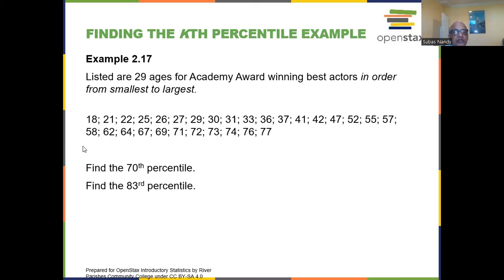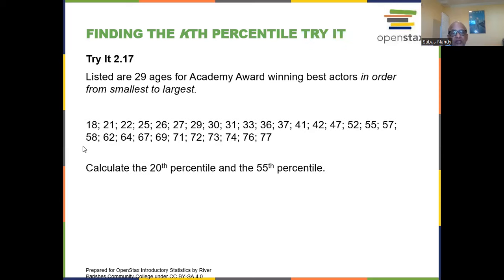1, 2, 3, 4, 5, 6, 7, 8, 9, 10, 11, 12, 13, 14, 15, 16, 17, 18, 19, 20, 21, 22, 23, 24. The number in the 24th position is 71. The number in the 25th position is 72. So we add 71 plus 72, which is 143, and divide that by 2. That is 71.5. So 71.5 represents the 83rd percentile. That means 83% of the numbers are below 71.5 and 17% above it.